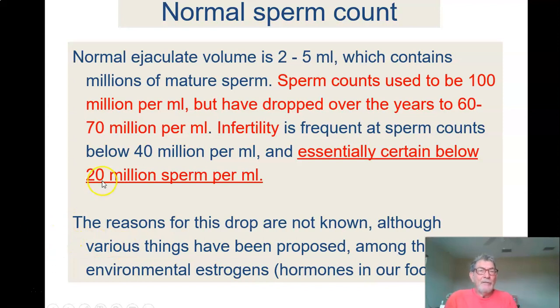20 million and infertility. Remember 20% on the renal filtration and that kind of stuff. 20 is a good number. With 20 million sperm and below, infertility is almost certain.